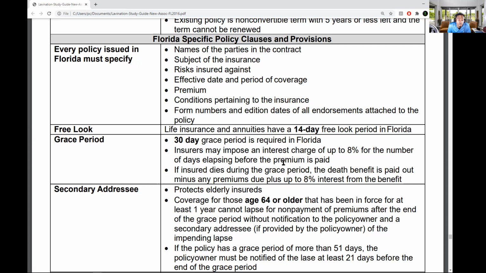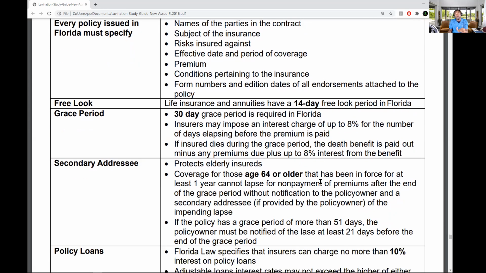Also, if the insured dies, that's when the client dies, during the grace period, the death benefit is paid out minus any premium due plus the 8% interest from the death benefit. I'm telling you, some people say, I never see grace period on the exam. Man, you bet. They give you a scenario. Because remember, if the exam can trick you enough, you get to pay them another $44. So make sure if they try to trick you, you trick them. All right. So make sure you read between the lines.